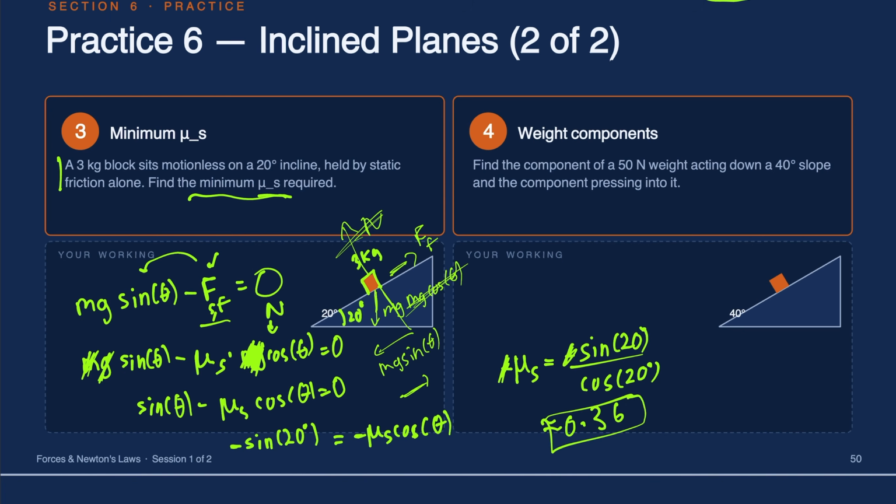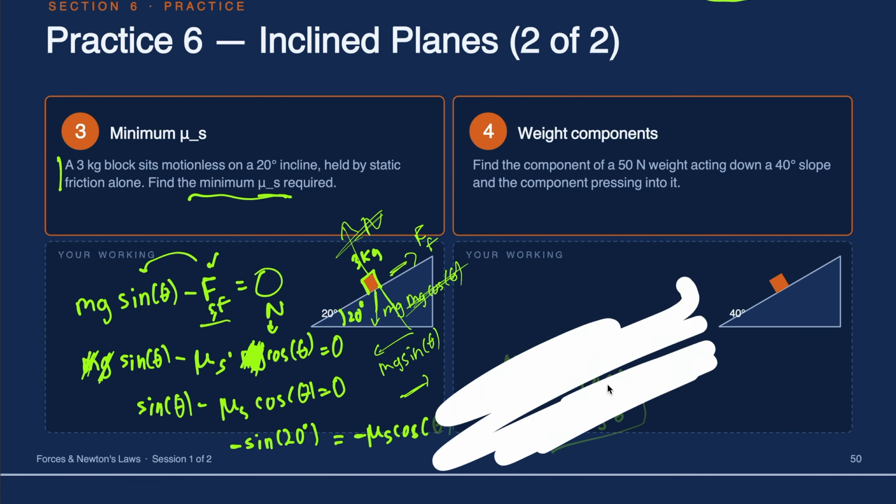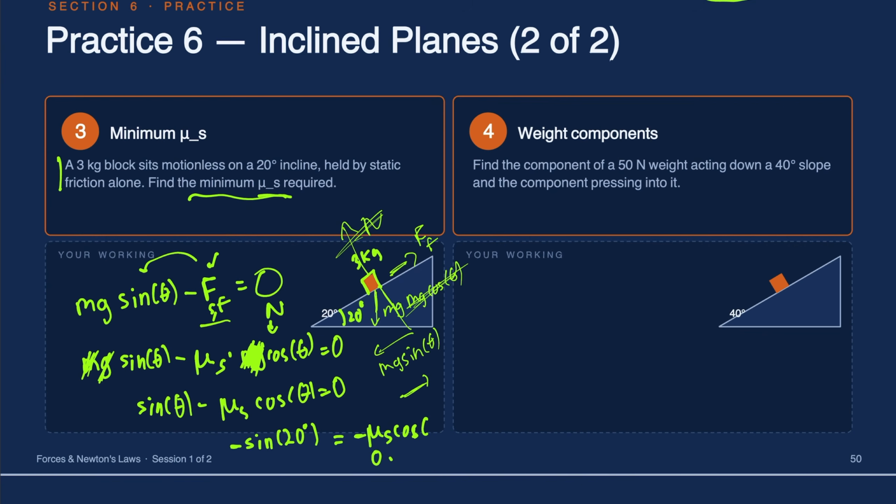So like I stated before, mu static could be larger, which means we could have a larger force of static friction, because it just matches my output. I don't know whether this is my max output. I don't know whether this is the max static friction it can have. But for now, that's how it's going to match. Okay, so 0.36.